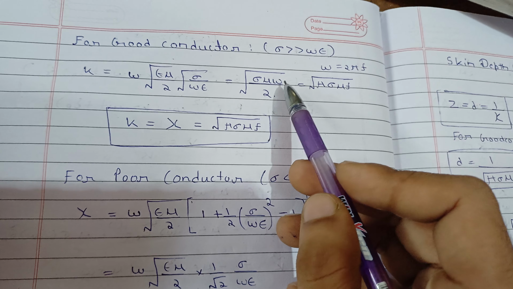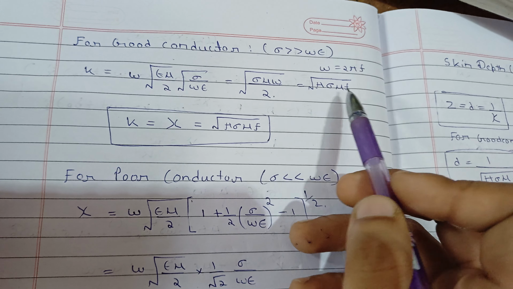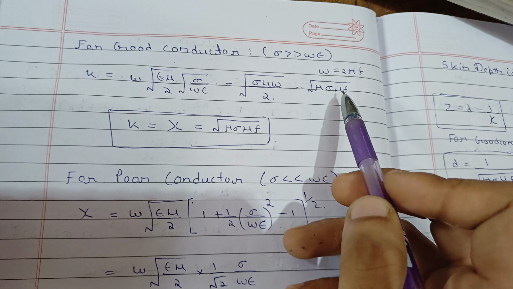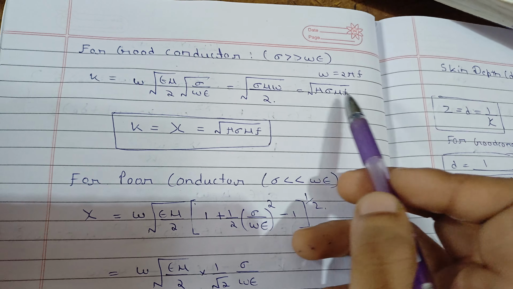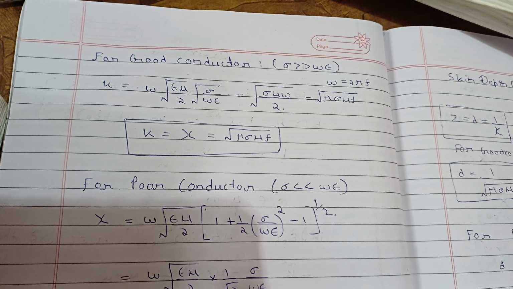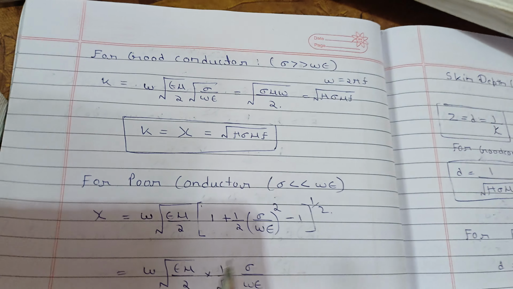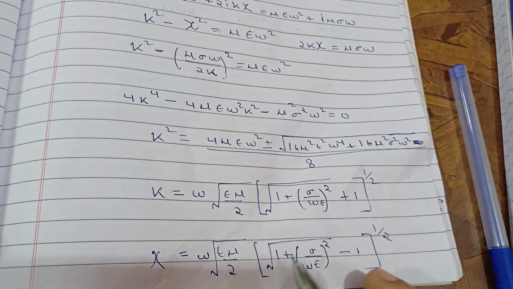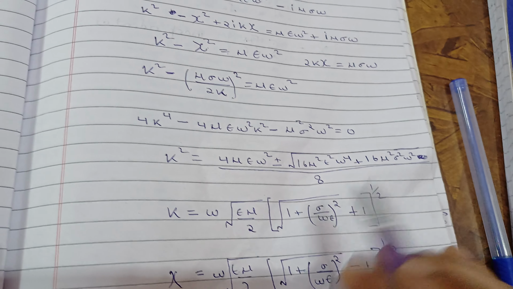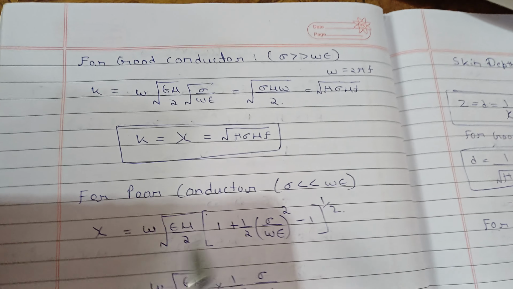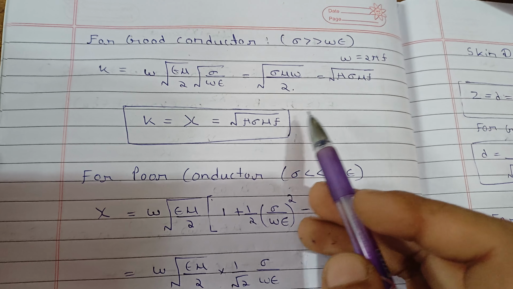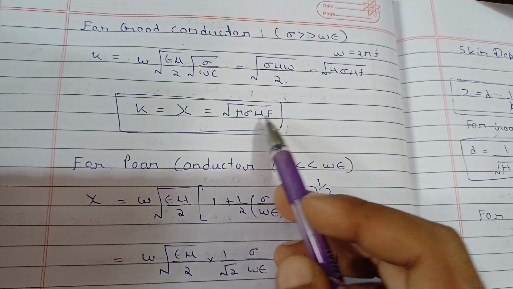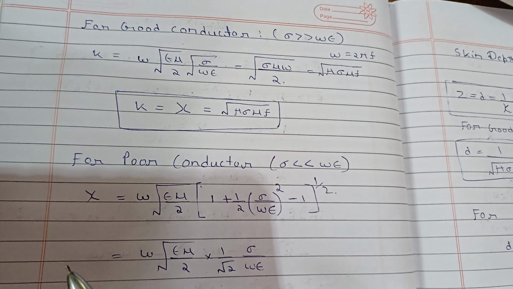Now omega will be nothing but 2 pi frequency, so 2 pi f. So 2 will cancel out, and you will get pi sigma mu f. So this is your kappa inside a very good conductor. And if you see for the k, it will also remain the same because it is a large value, and 1 and minus 1 will be neglected, and you will get the same value as kappa. So for the good conductor, both k and kappa will remain the same. You must remember this formula, pi sigma mu f. So this is your kappa and the k.